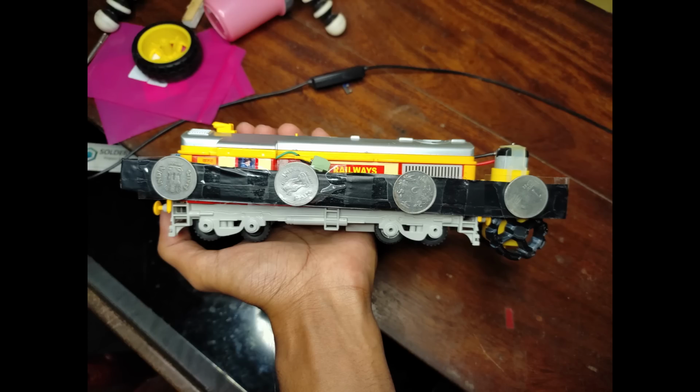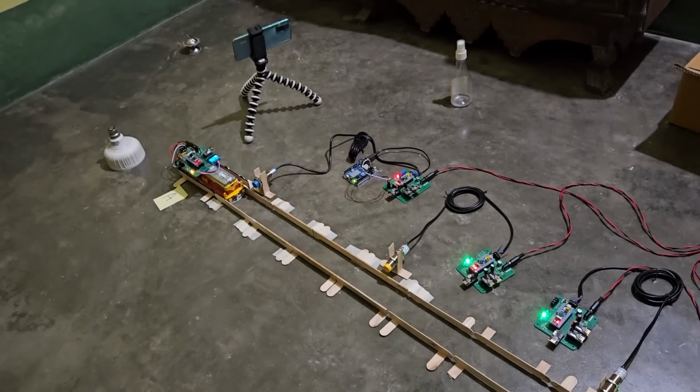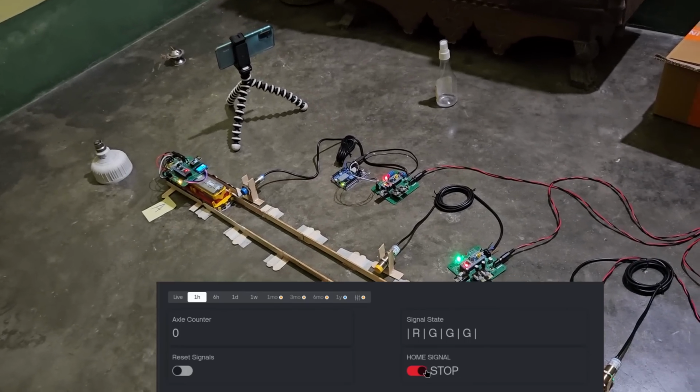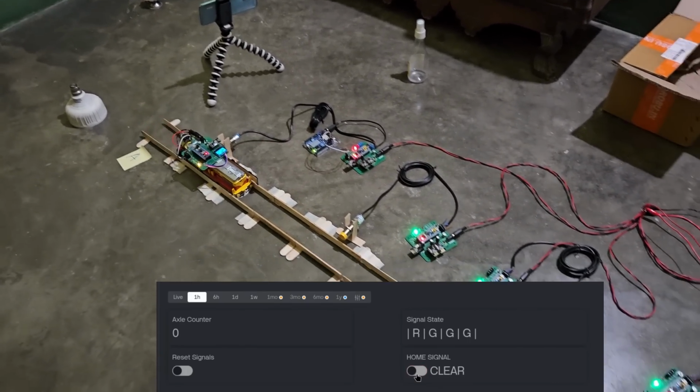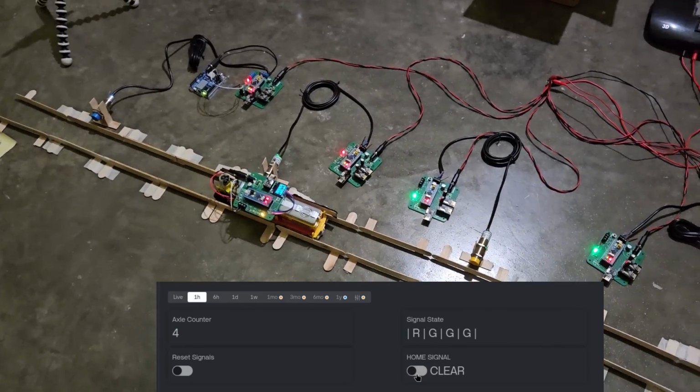But the toy locomotive that I am using for demonstration is made of plastic. So I have taped some metal coins to the side to simulate the metal wheel of a real locomotive. The locomotive is placed at station A. All the signals except the home signal are green. I will clear the home signal from the web UI to flag off the locomotive.